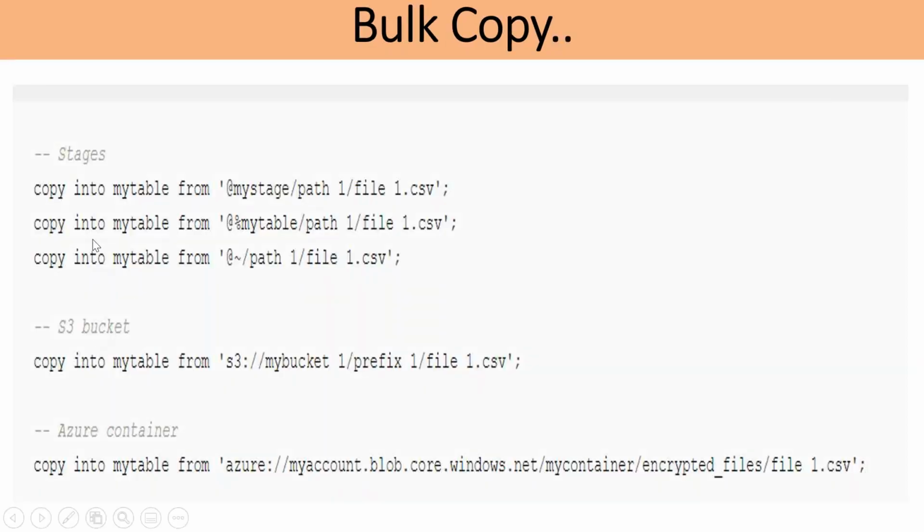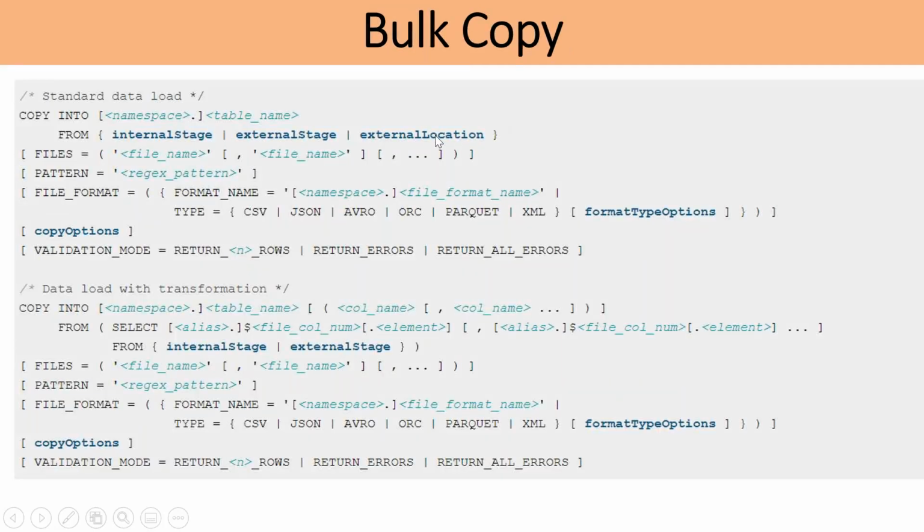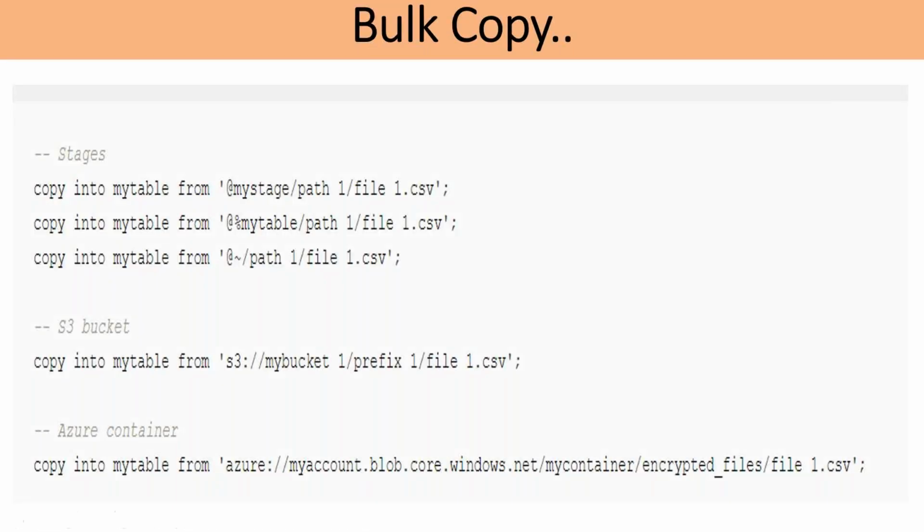So these are some of the examples. Copy into table from my stage path, one file.csv. Copy into table, this one. Copy into table, this is the table stage. This is the user stage. Copying from S3 buckets: if you have access to the S3 buckets, you will say external location. If you have location access, then you can directly go and load from that as well. I'll show you an example on that as well.